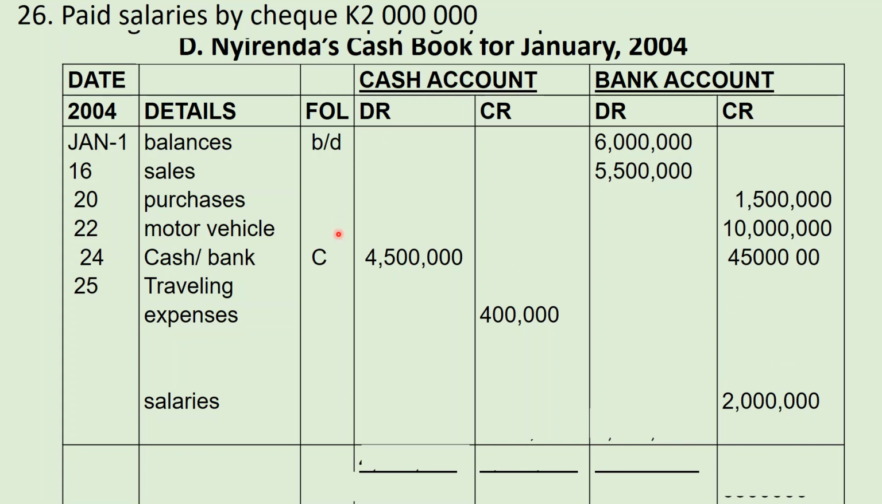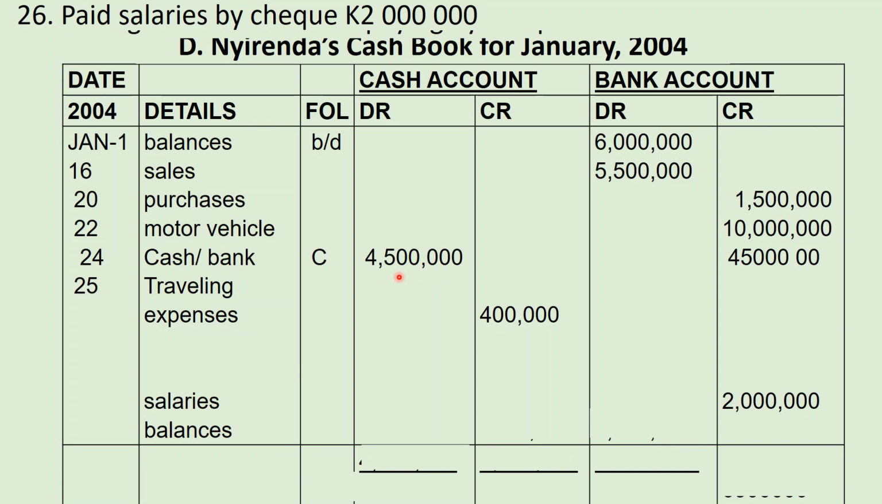Okay, so now we are done with the transactions. What do we do next? We have to balance off the cash book. How do we balance off? We add what is on the debit side, then we also add what is on the credit side. We look at the totals and see which one is big. The big one is what we record here and here. So here we have just one number, 4,500,000. Here we have 400,000. This is big.